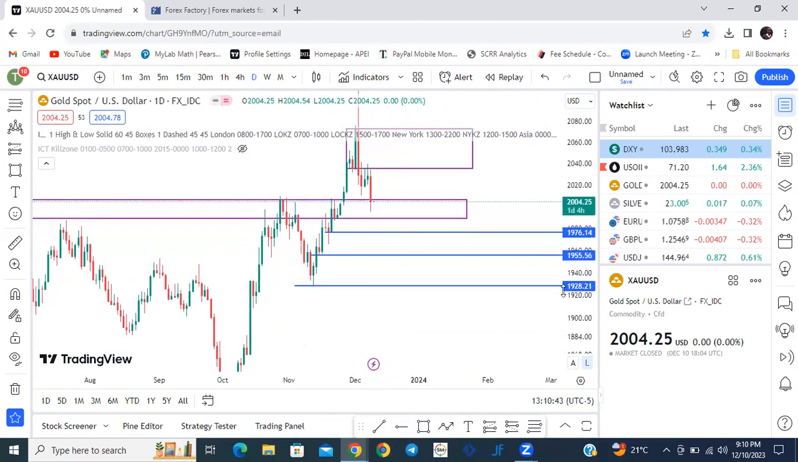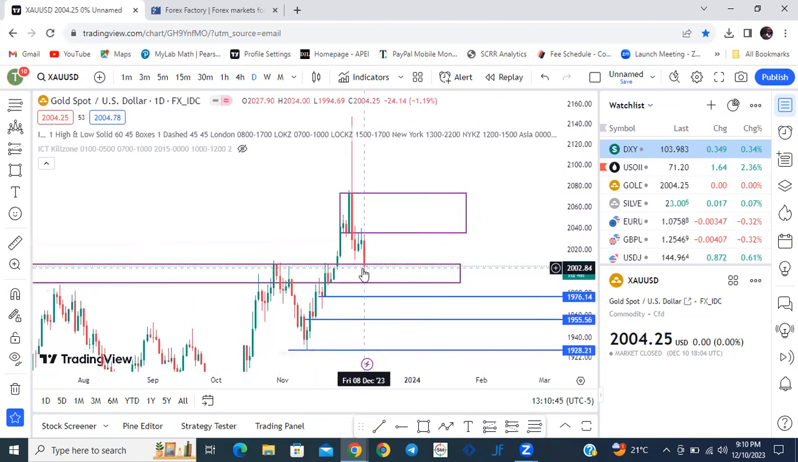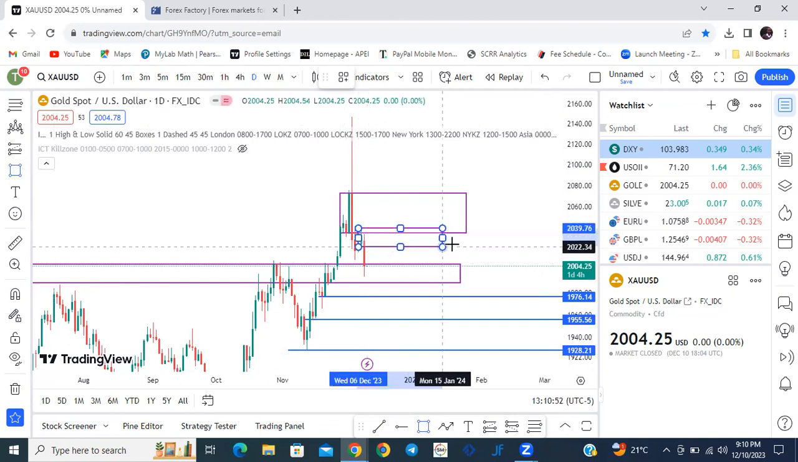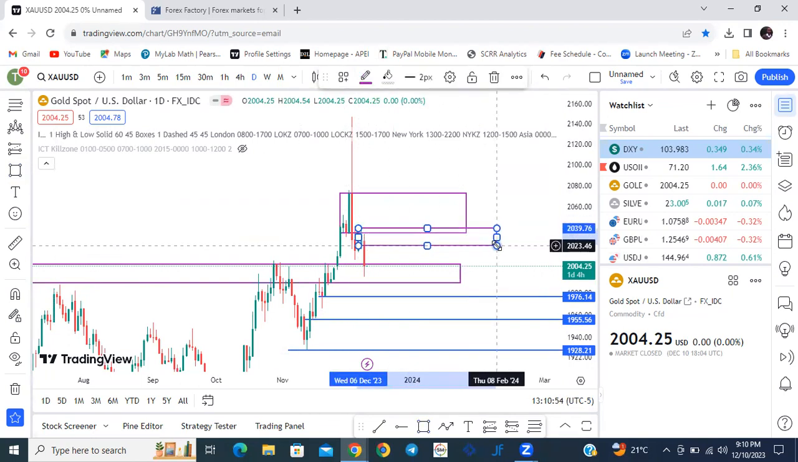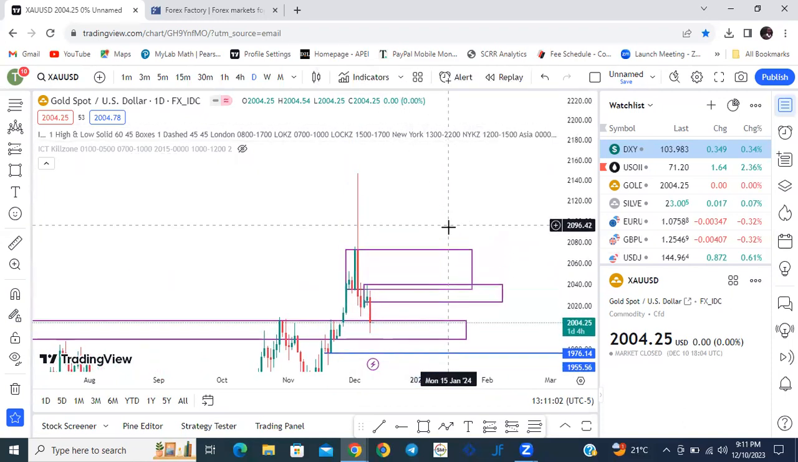On the upside, if this level of support holds, then we might want to see the price come all the way to this area. We have a supply area between 2023 and 2039. And then we might see another rejection, maybe probably to this support, before we see an uptrend.